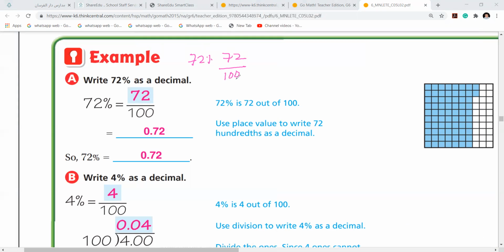And how are you going to change it to a decimal? How many zeros do you see here? Two zeros. So move 1 and 2. Put a point before two numbers and it is 72. Put a 0 there. That is 0.72. Okay, so that's 72%. Shade 7 lines and 2 here. Shade them like this.